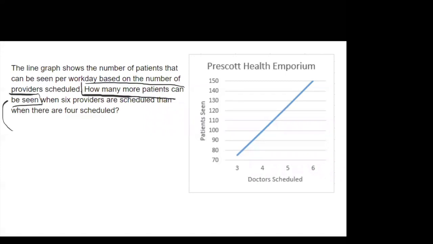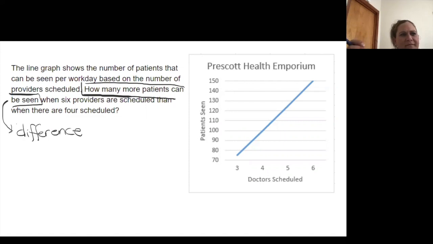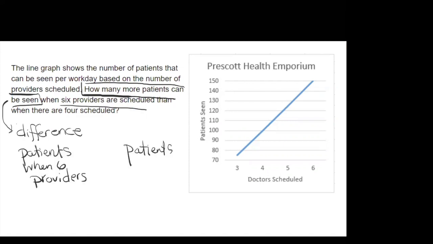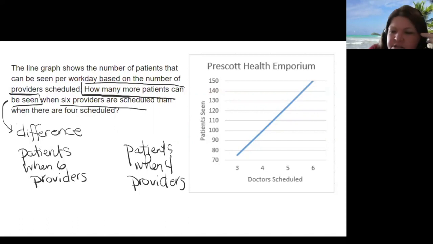How many more, how many less? We're looking for the difference. And the difference between what two numbers? 4 and 6. Kind of. I wish it was just so easy as the difference between 4 and 6, then we could just subtract. But no, we need to figure out how many patients can be seen when we have 6 providers and how many patients can be seen when we have 4 providers.